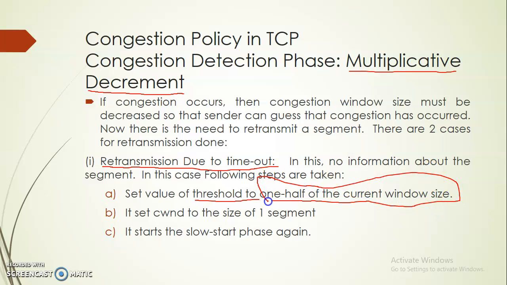किसका? विंडो साइज अगर मेरा 10 है तो ये क्या हो जाएगा? थ्रेशोल्ड वैल्यू को 5 कर देगा, फॉर एग्जाम्पल, राइट? It sets the congestion window size to 1 segment. It will start with 1 segment and it will start the slow start phase again. That means कि exponential increase will run.